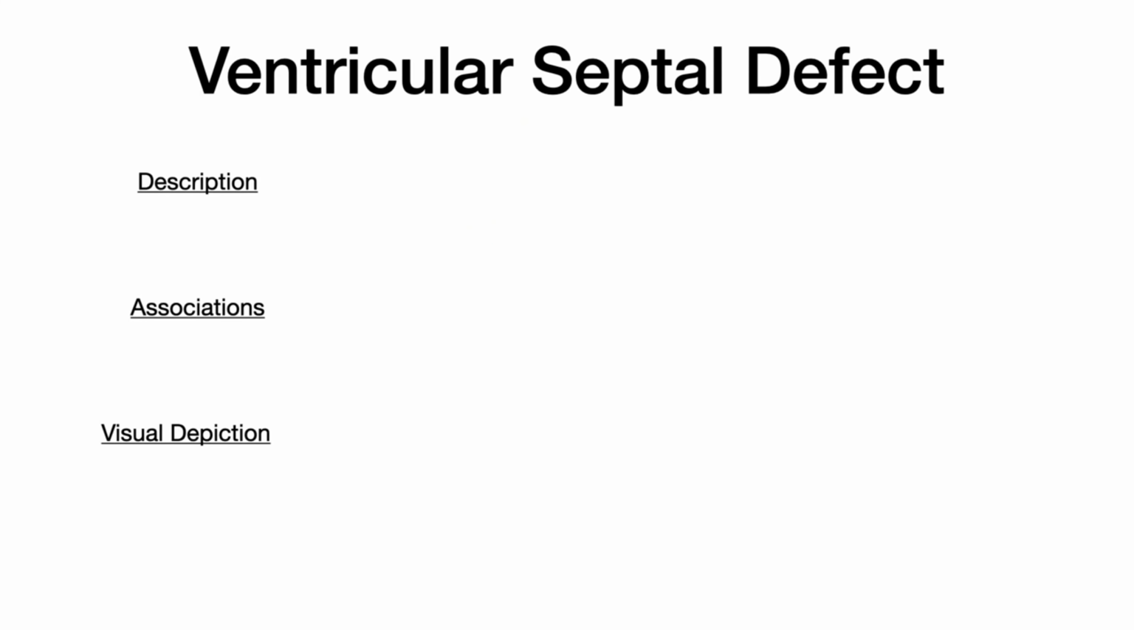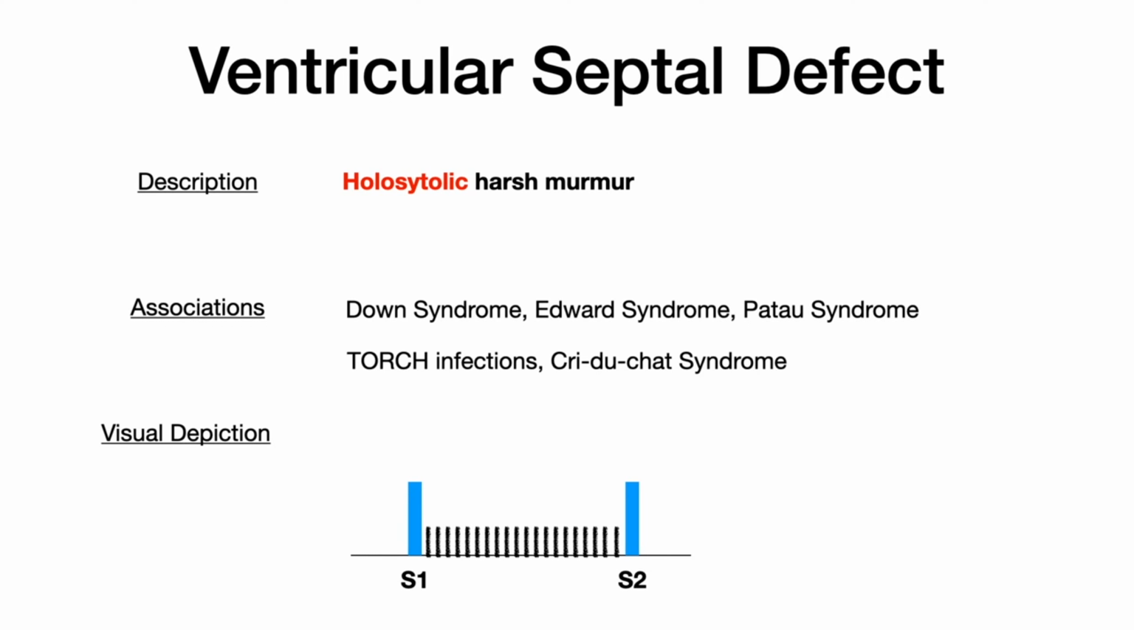So VSDs are described as holosystolic harsh murmurs. And if we just jump ahead and look at that visual depiction of the wave amplitude of this murmur, you can see that this looks almost identical to tricuspid and mitral regurgitation. And that's because just like those other murmurs that we've already talked about, this is also holosystolic.